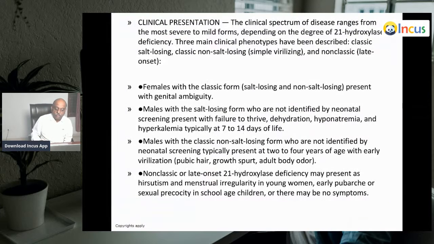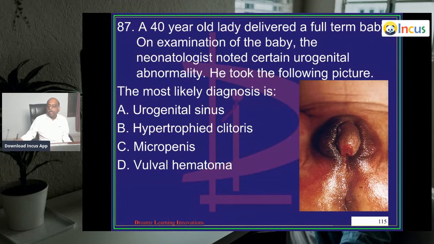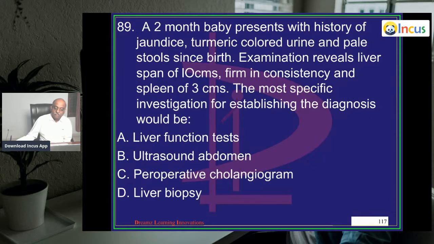Now, a 40-year-old lady delivered a full-term baby. What do you see here? Clitoromegaly, classically. So hypertrophied clitoris. 2-month-old baby with jaundice with clay-colored stool with liver is 10 centimeters, spleen is 3. How do you want to evaluate? Obviously, peroperative cholangiogram will enable you to delineate the underlying cause for the development of the obstructive jaundice.